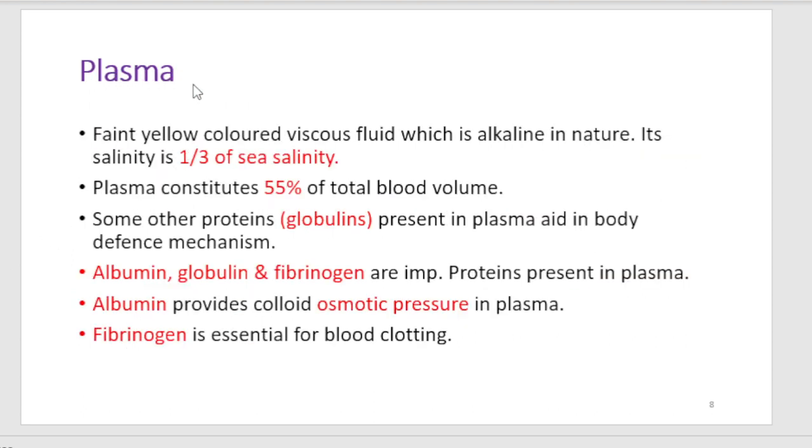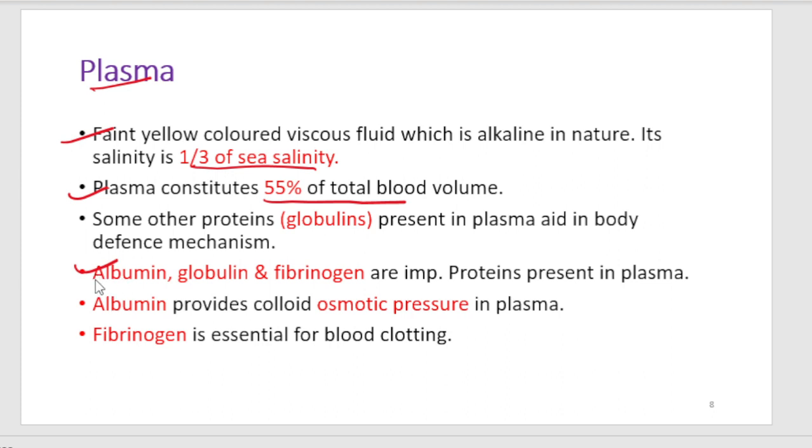Now let's come to the next blood component, that is plasma. Plasma is generally a faint yellow colored viscous fluid which is alkaline in nature. Its alkalinity is one third of sea salinity. Plasma contains 55% of total blood volume. Plasma is generally protein, because a component of blood is protein.